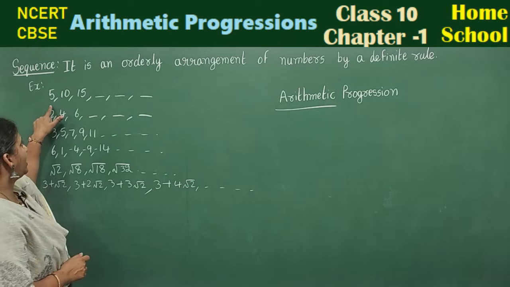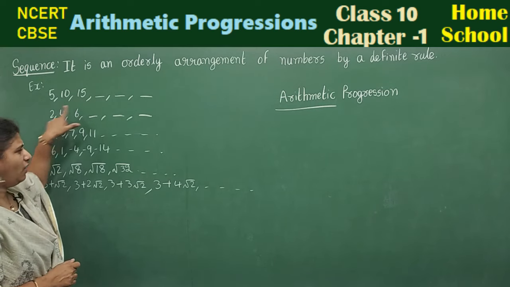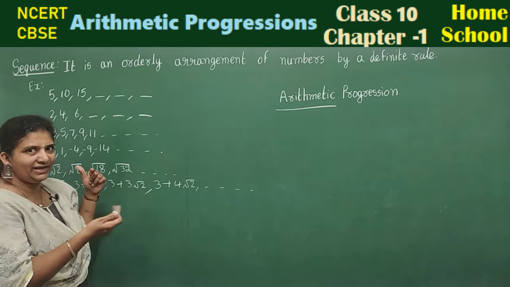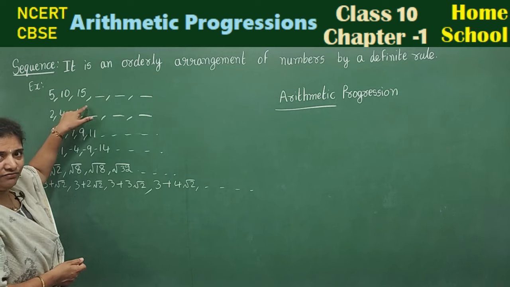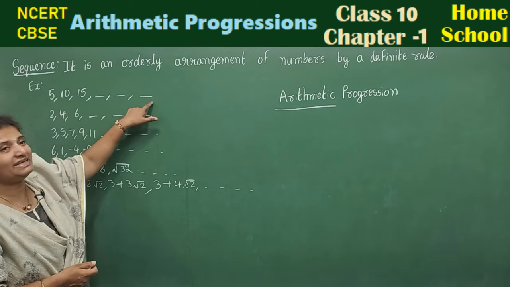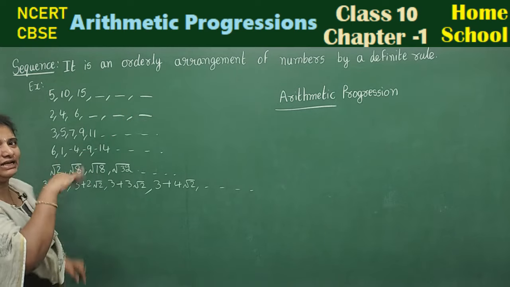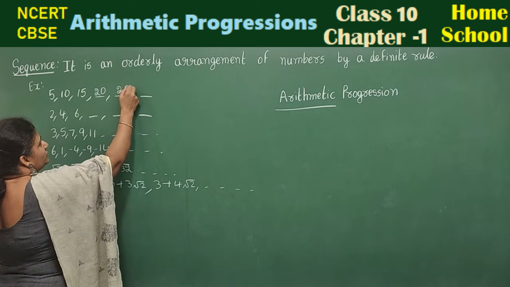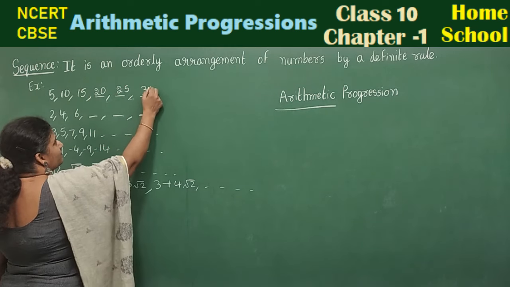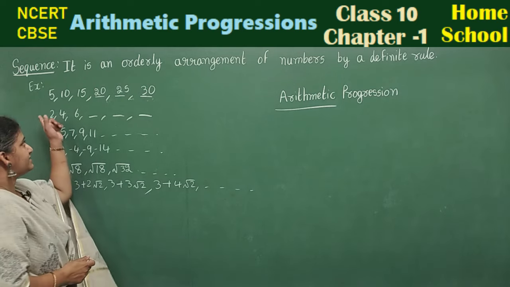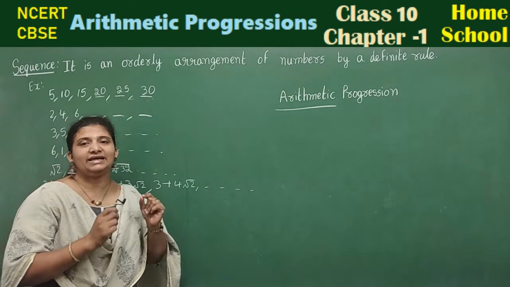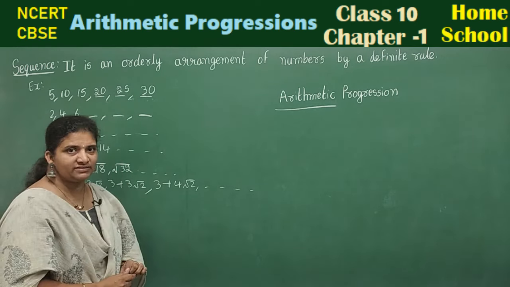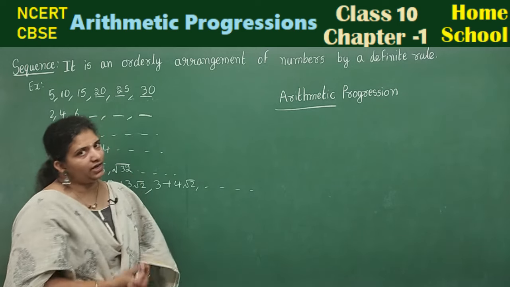First one, 5, 10, 15. What is the rule behind this? Yes, 5, if we add 5, we get 10. 10, again if you add 5, 15. Then what will be these three places? Can you guess? 15 plus 5, 20, 20 plus 5, 25, 25 plus 5, it will be 30. Yes, this is a sequence. It is arranged in an order. What is the rule behind the sequence? That is adding 5 for every number.